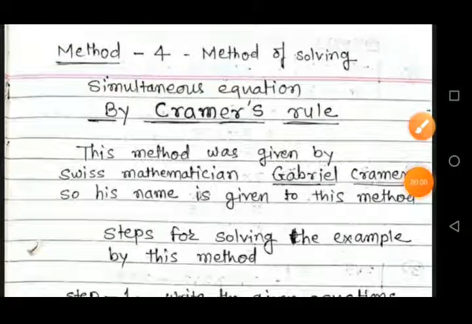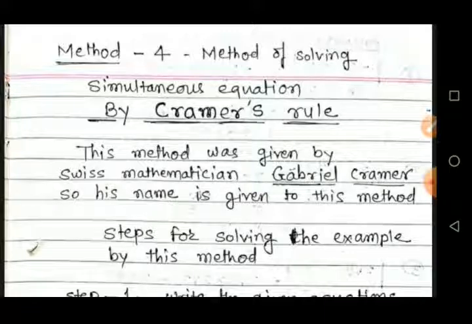Hello students, in previous days we have seen the methods of solving simultaneous equations. First of all, we have seen two algebraic methods and one graphical method. Now it is the fourth method, Cramer's rule. This method was given by the Swiss mathematician Gabriel Cramer, so his name is given to this method.